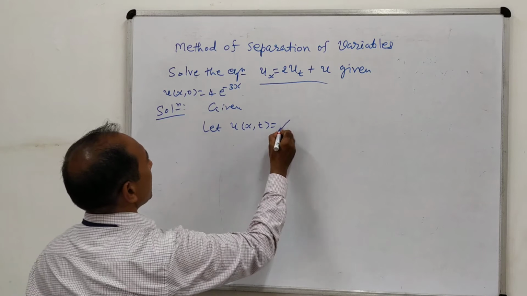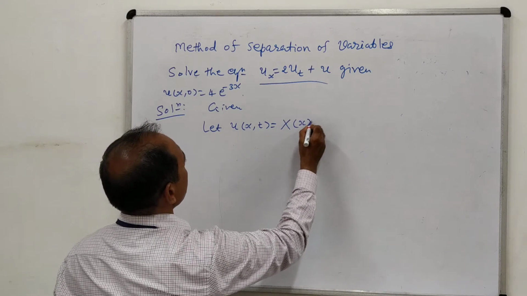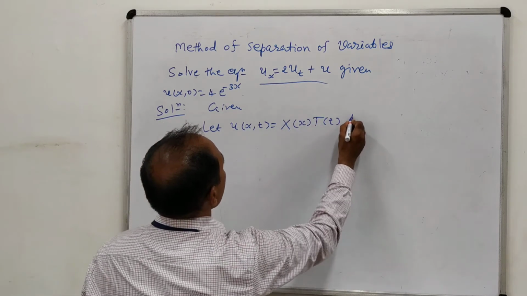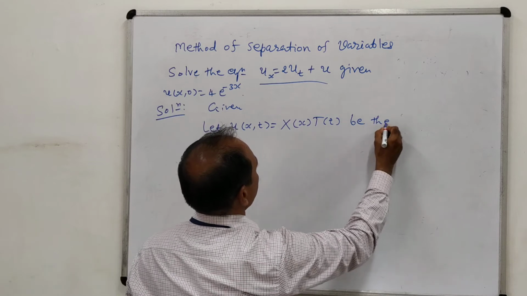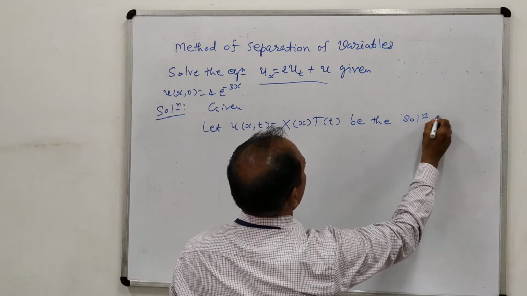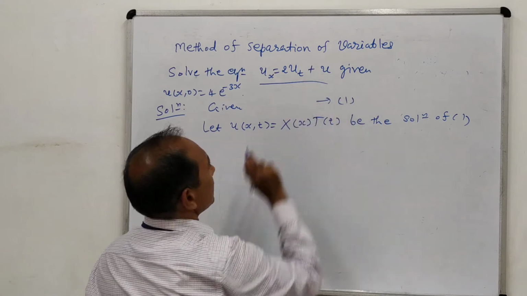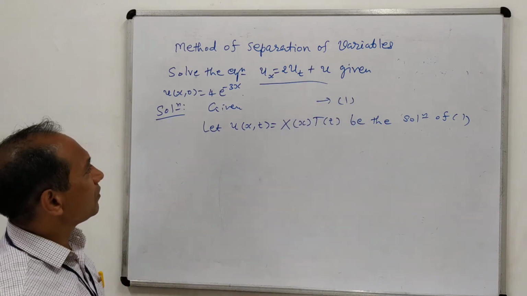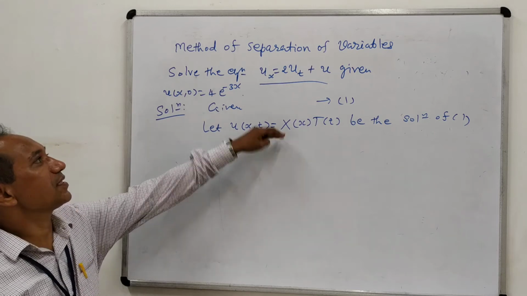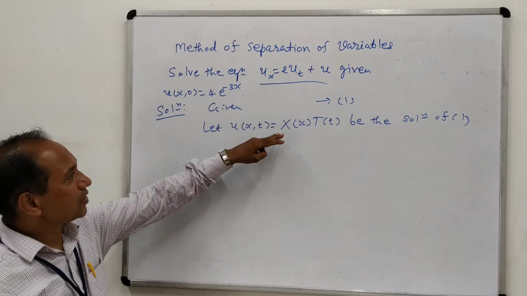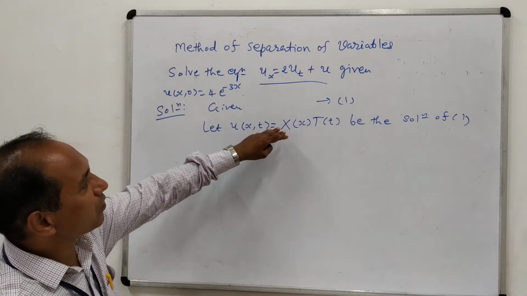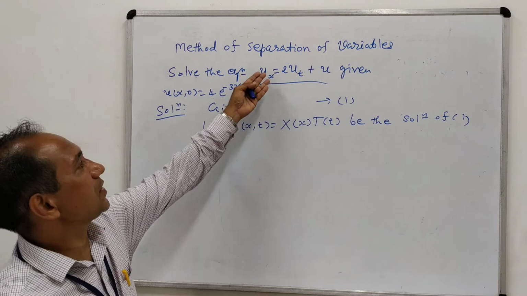So let capital U(x,t) equal capital X(x) into capital T(t) be the solution of the given equation number 1. So here, whatever the equation, we will write this as equation number 1. Here we are assuming this as the solution. After assuming this solution, what is it? The function which satisfies the given equation.